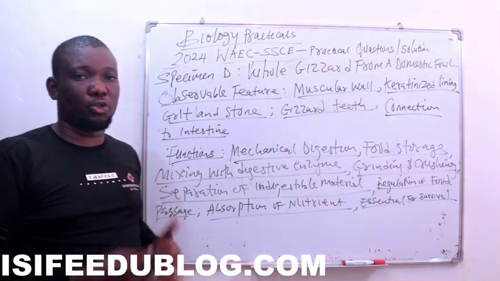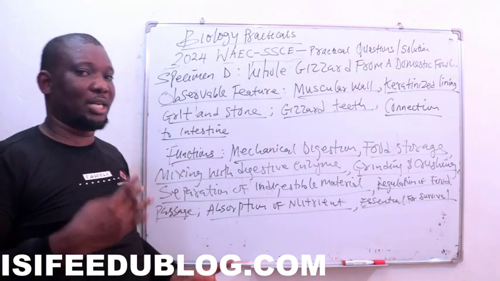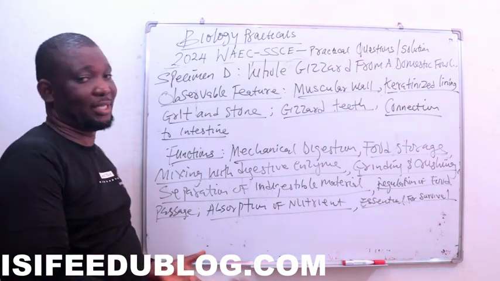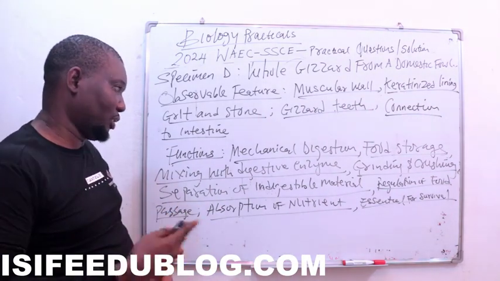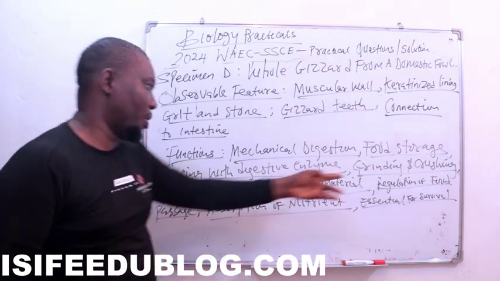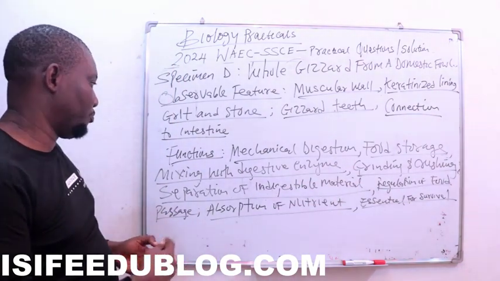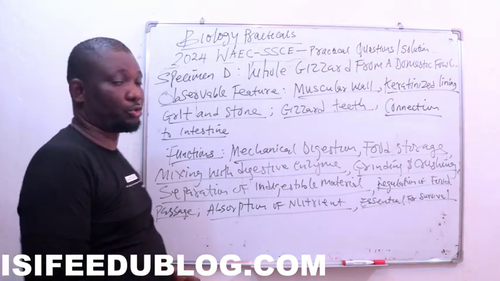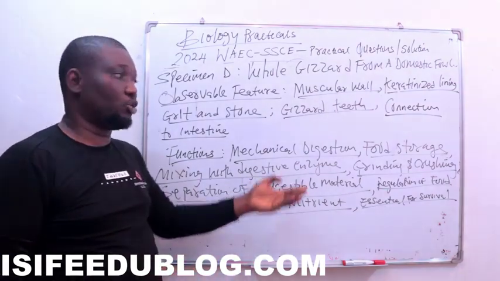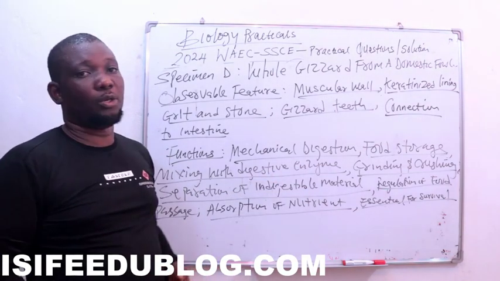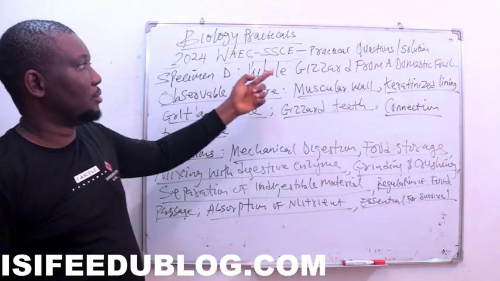So the gizzard will also sort out those that are not yet digested and those that are already digested. Those that are digested pass through to the next stage of digestion and absorption. So it is also really useful for regulation of food passage. Then also, some nutrients do get absorbed in the gizzard. And again, it is very, very essential for the survival of the bird. So these are the functions of the gizzard.